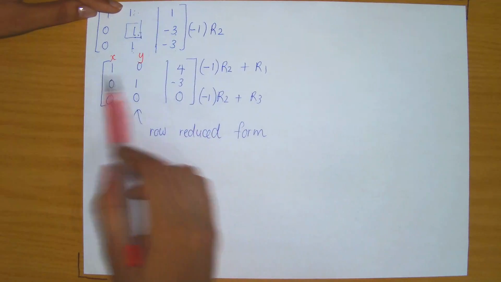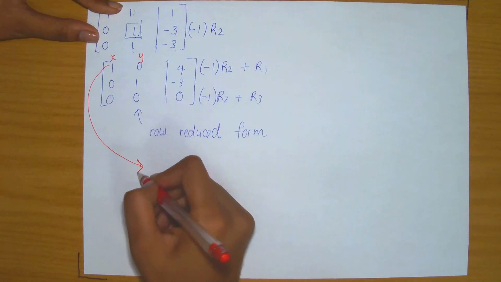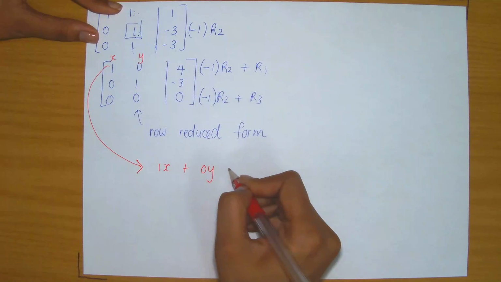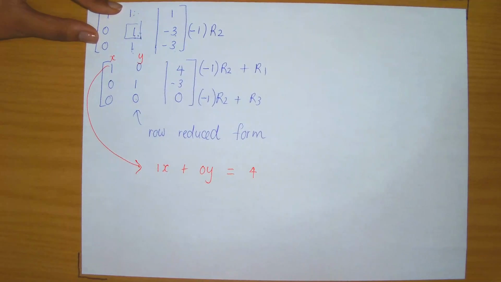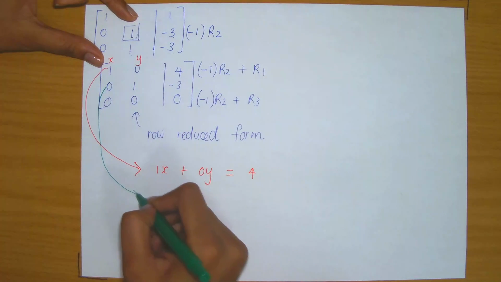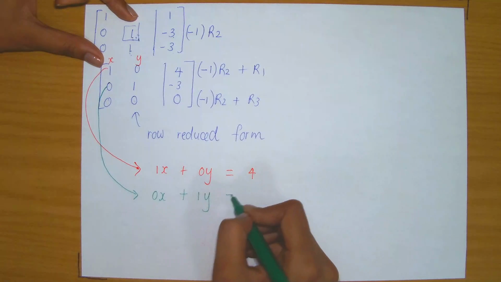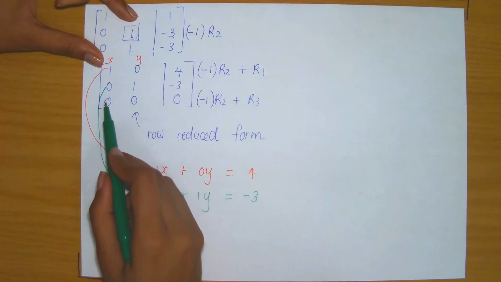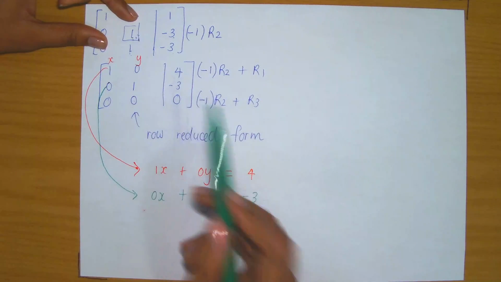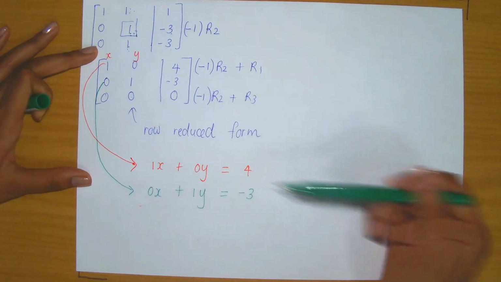So interpreting what's written in this matrix, row 1 tells me that 1 times x plus 0 times y equals 4. And in row 2, it tells me that 0 times x plus 1 times y equals negative 3. Row 3 is a row of zeros, so it tells me that 0 times x plus 0 times y equals 0, and there's nothing useful about that statement. So the only two useful statements are the first two that I've written down.